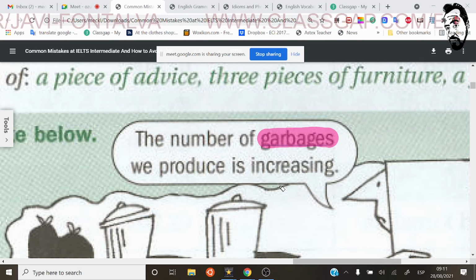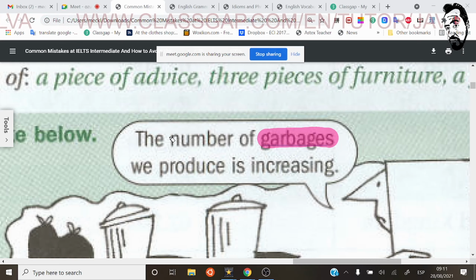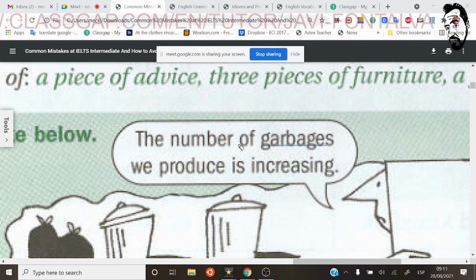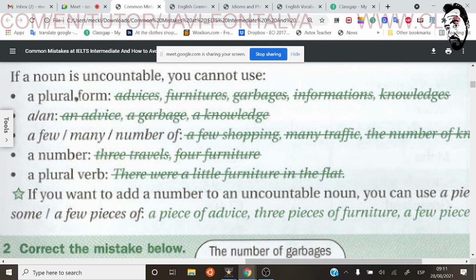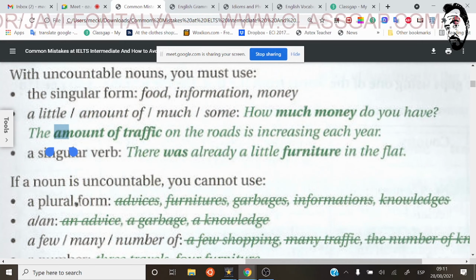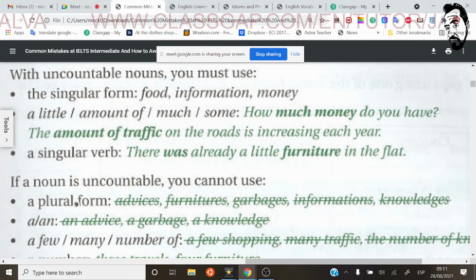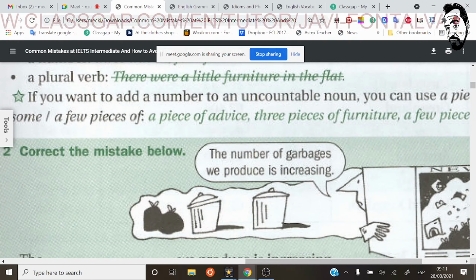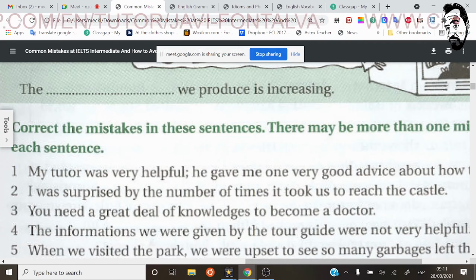The garbage we produce is increasing. Yes, that's okay. You could also say the amount of garbage. So you cannot use the number of garbage either. This is incorrect. You can use the amount of garbage. The amount. Let me show you. Amount. The amount of garbage. Okay? So the amount of garbage we produce is increasing.